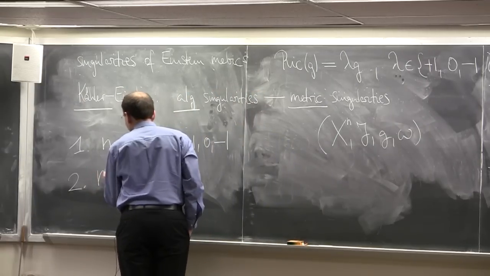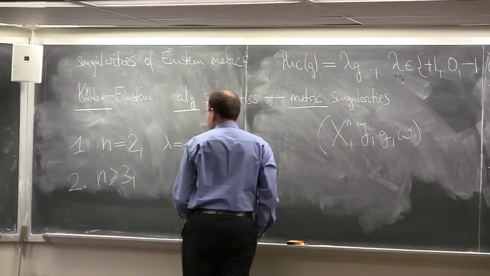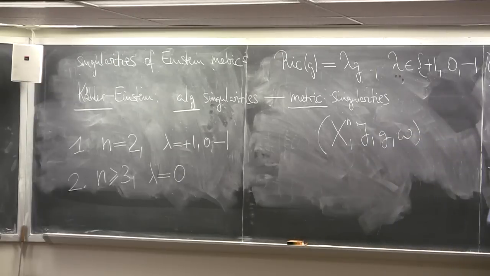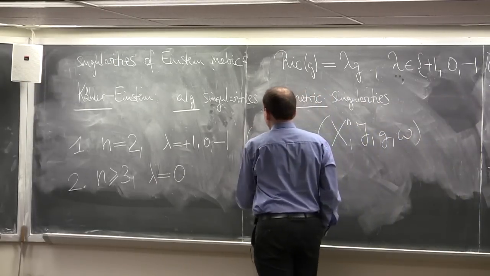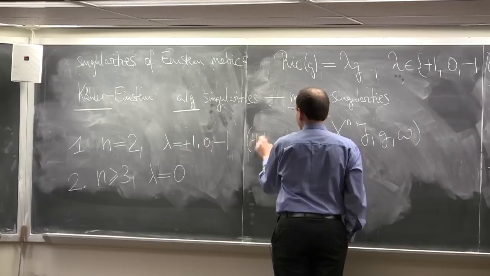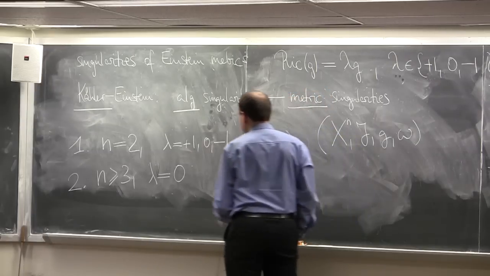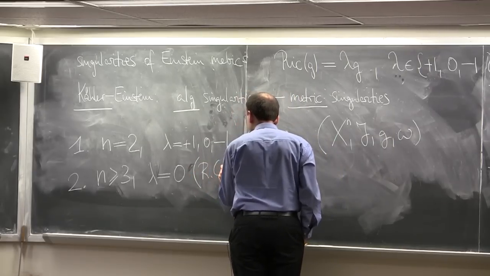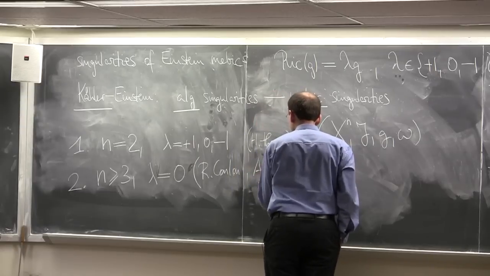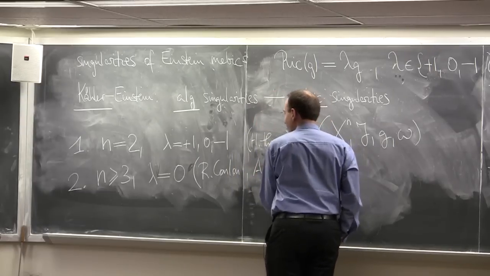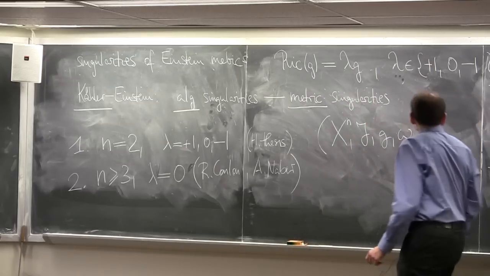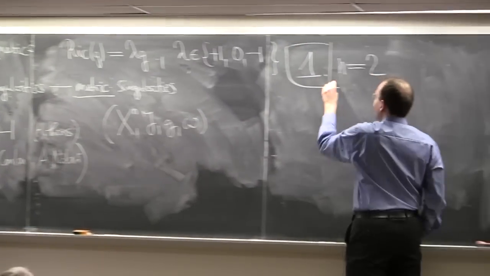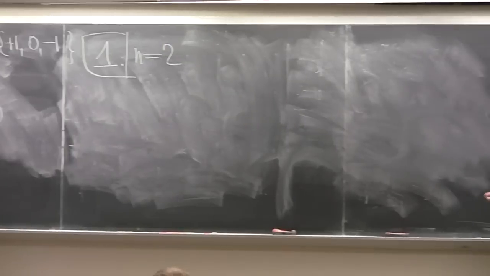In the second part, we're going to go up to complex dimension at least 3. And I'm going to restrict to the case that the Einstein constant is 0, so Kähler-Ricci-flat metrics. So in the first part, I'm probably going to be mentioning some stuff that I did in my thesis, and the second part is parts joint work with Ronan Conlon and Aaron Naber. Okay, so the first part is more of an introduction.